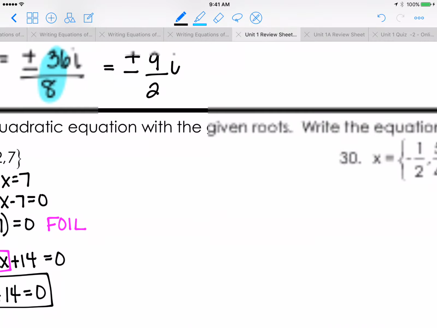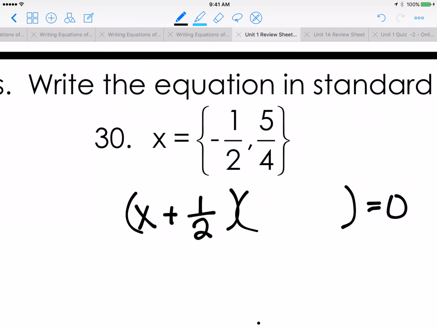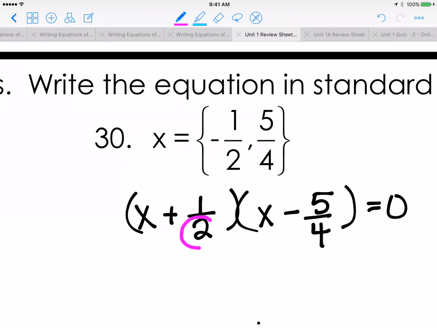So now let's look at 30. So we're going to go kind of faster where we're just going to go straight down to the binomial times the binomial. So x, and we've got to do the opposite of what's in here, so it'd be positive 1/2. And then x minus 5/4. Now remember how we said the easiest way is to bump this in front of your x. Bump the denominator in front of your x.